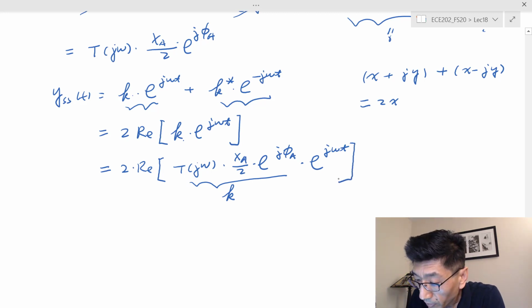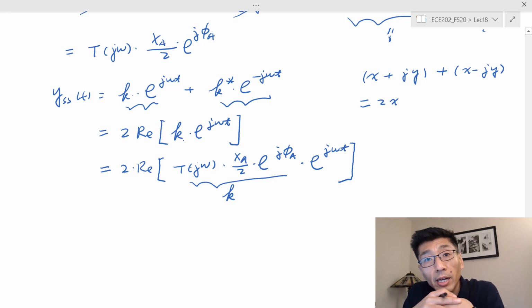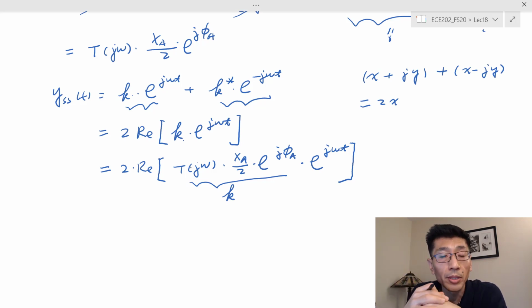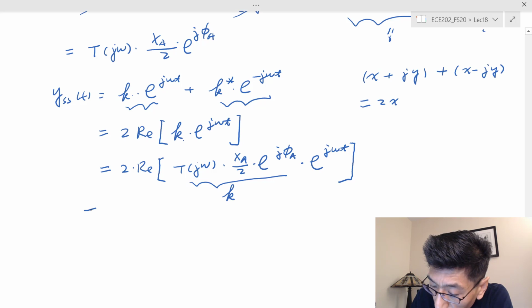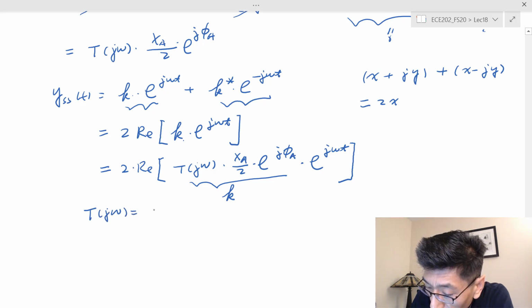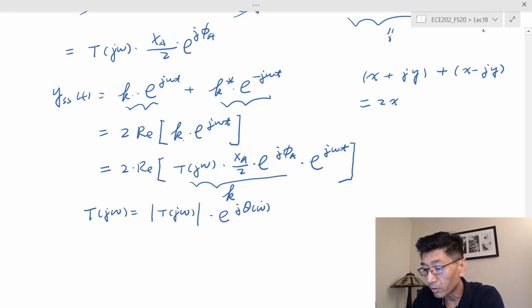And in this case, we have the T(j omega). This is a complex number. Remember, this T is a rational function. So if we have real coefficients in the polynomials on the numerator and denominator, and you replace the s by j omega, you end up with a complex number, right? So therefore, we can write T(j omega) in the magnitude and polar form, |T(j omega)| times e^(j theta(omega)). So theta(omega) is the angle of T(j omega).